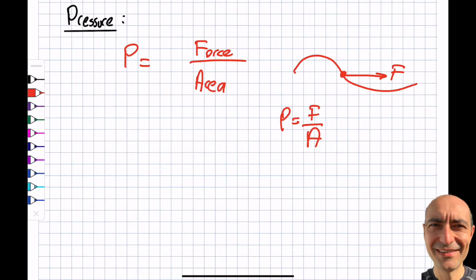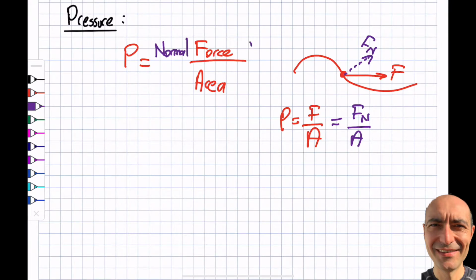But here is where the mistake is. I need to look at the normal, so it needs to be Fn, the normal component. So it needs to be Fn divided by A. Okay, so now I have to add this normal force component per the applied area.